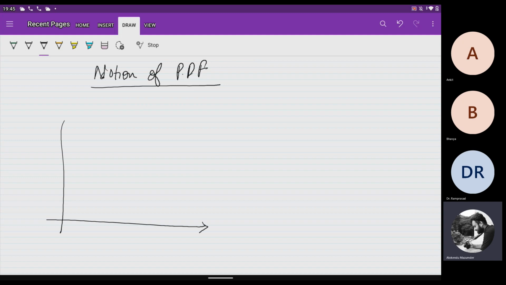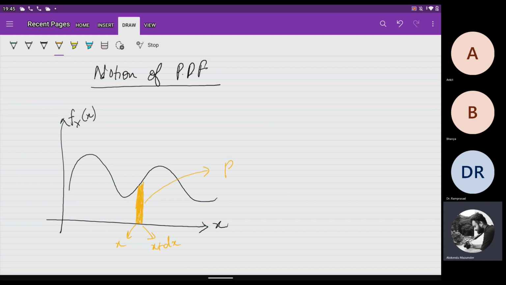So let's say I have this graph with me. This is a PDF, f(x). There's a nice PDF over here. Now I want you to choose a very small area. Let's say this point is x and this point is x plus dx, and I want to find the probability of this area.